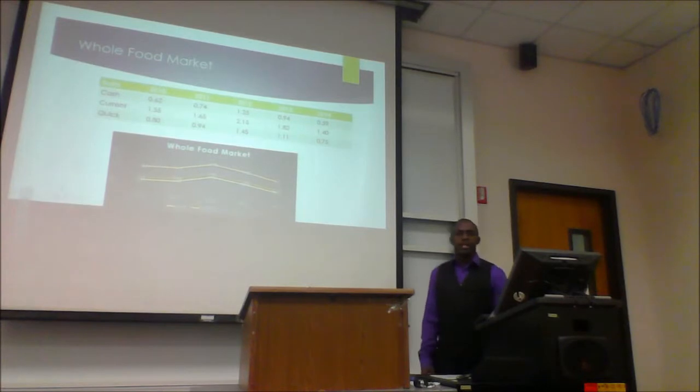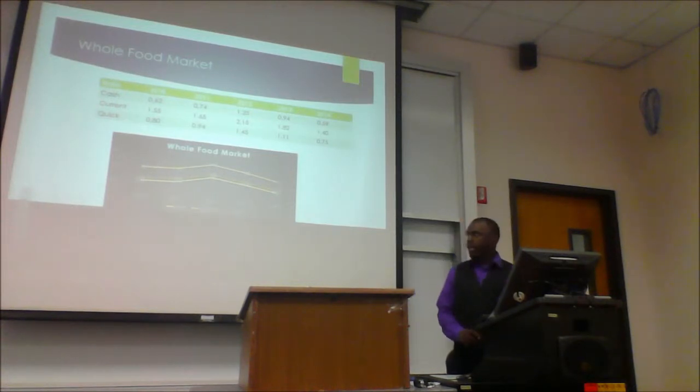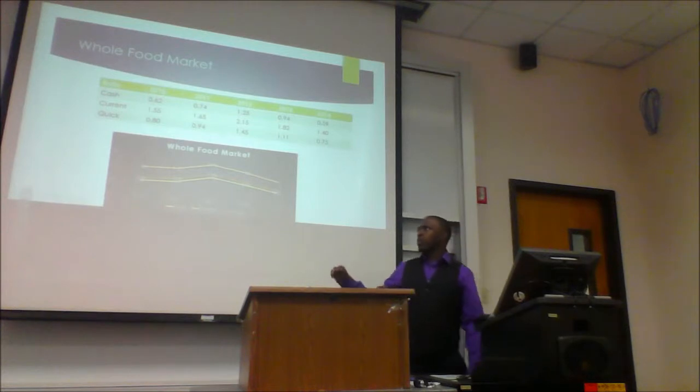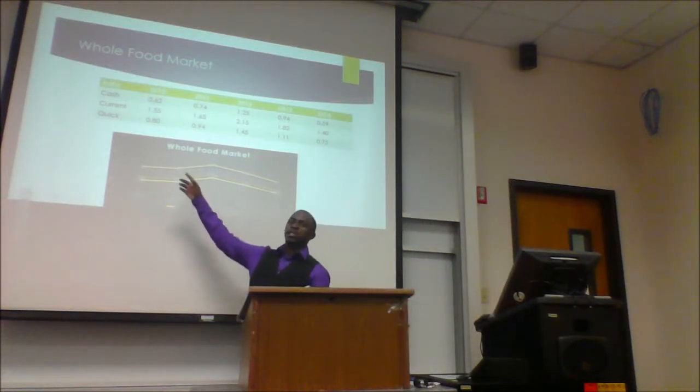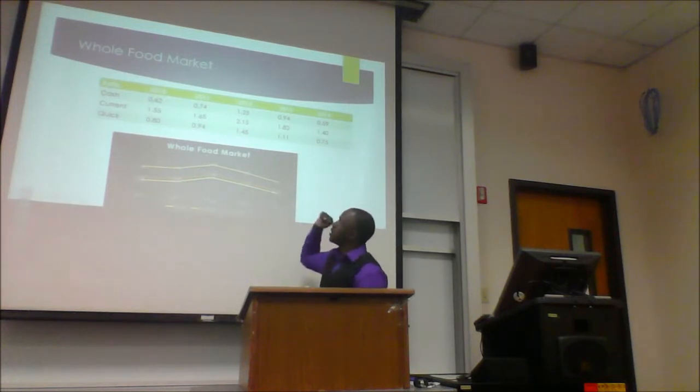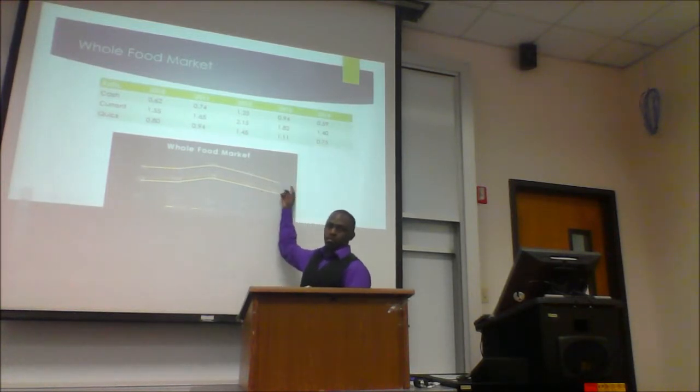To start off, I look at the cash, current, and quick ratios. The cash ratio is cash over current liability, which tells us how much cash the company has over its current liability. The current ratio is current assets over current liability, which tells us if they can pay their debt. And the quick ratio is current assets minus inventory over current liability, which tells us if they can meet their short-term liability. I collected data from 2010 to 2014, but I'm going to focus on 2012 to 2014.